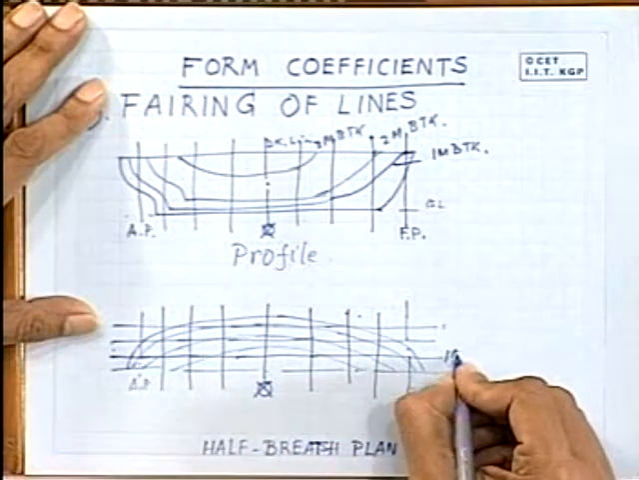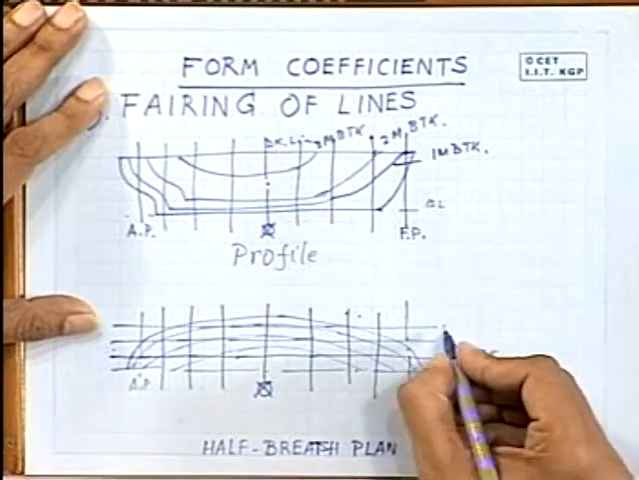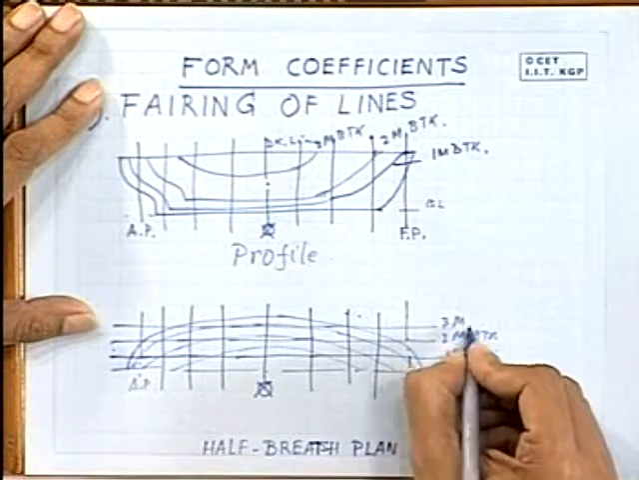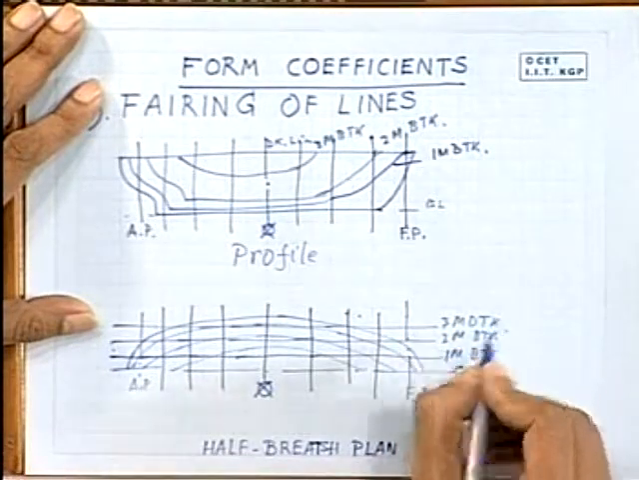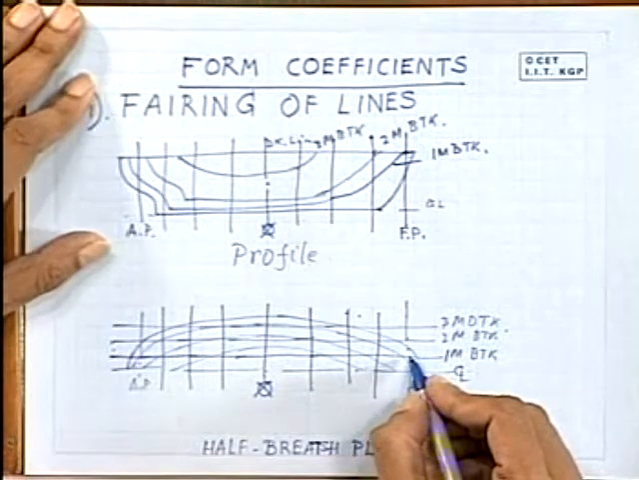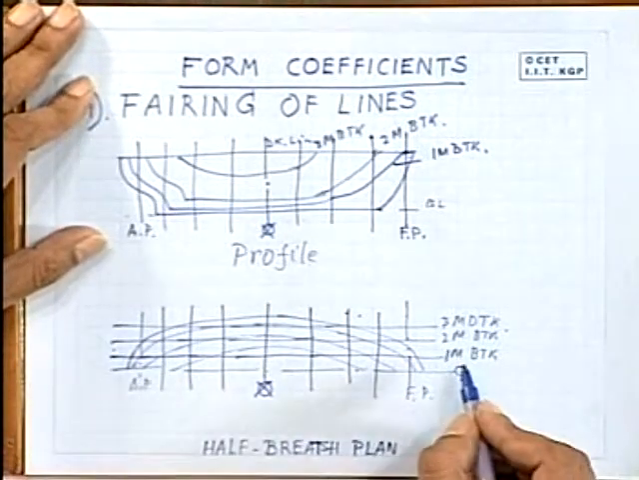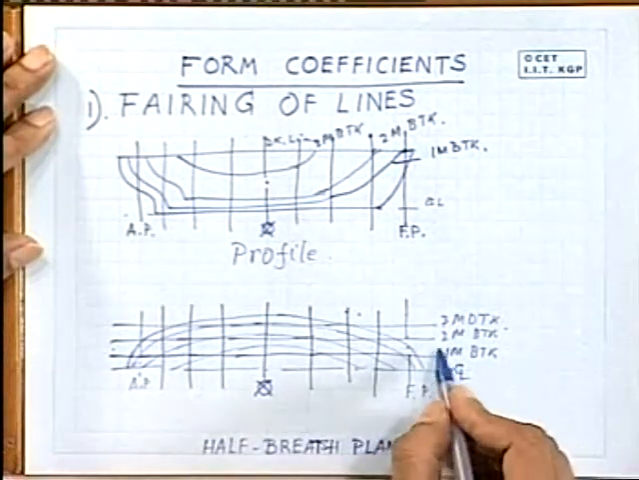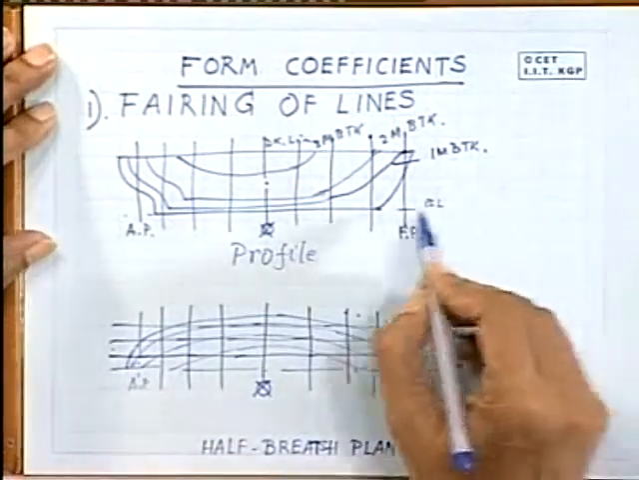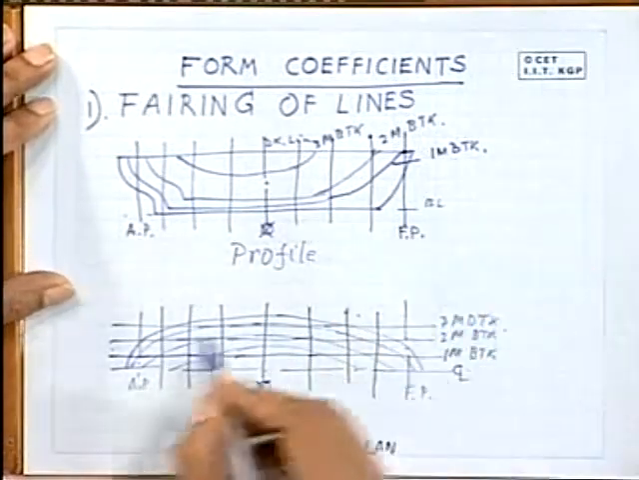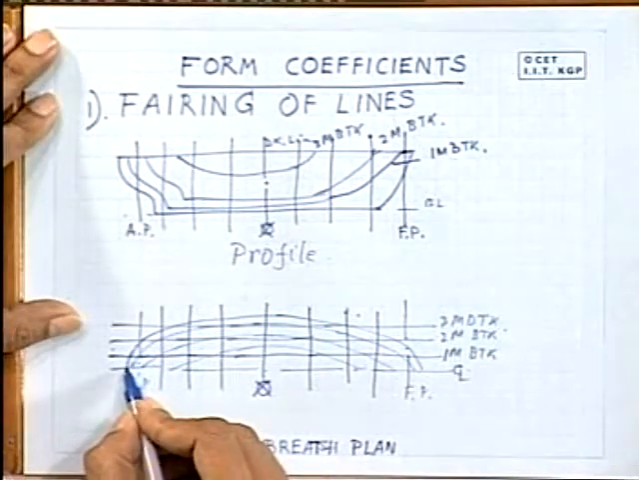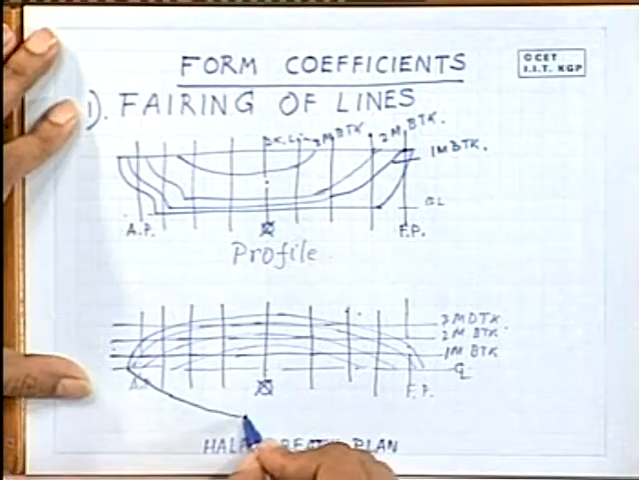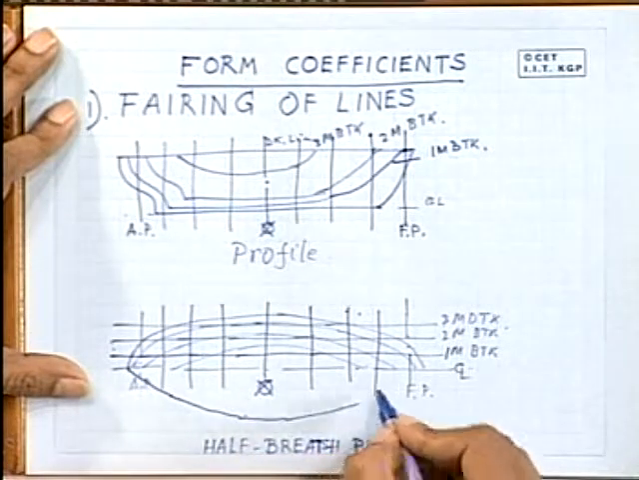So this is 1 meter buttock, then this is 2 meter, 3 meter, like this you can mark. The 1 meter buttock actually denotes the longitudinal section of the ship that has been taken at a distance of 1 meter from the center line. Similarly, the 2 meter buttock is 2 meters from the center line, and so on. And on the profile and the opposite, you can draw the diagonal or the breadths that lie diagonally from the body plan. So this is called a diagonal line.